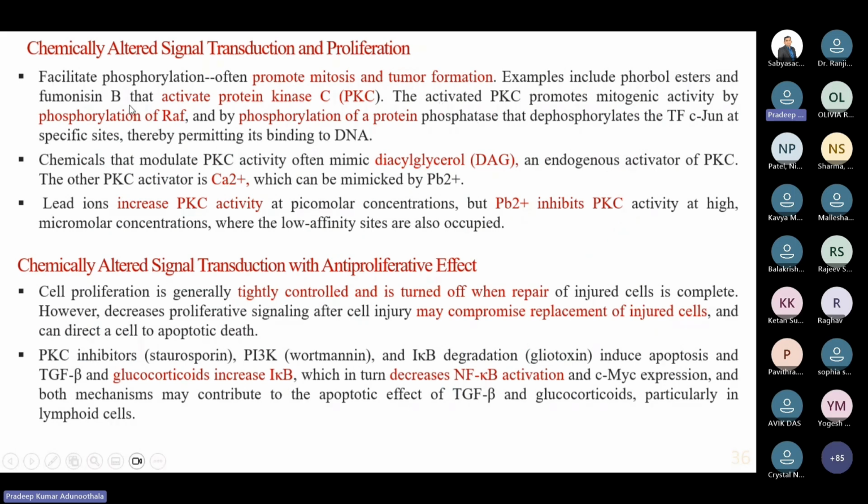So here this particular step facilitates phosphorylation, which promotes mitosis, as we saw in the earlier slide. All the phosphorylation pathways lead to mitosis and tumor mitosis, and that leads to tumor formation. Examples include phorbol esters and fumonisin B that activate protein kinase, which is the sixth pathway in the earlier slide, that activates PKC, promotes mitogenic activity by phosphorylation of RAF and by phosphorylation of a protein phosphatase that dephosphorylates the TFC junction at specific sites, thereby permitting its binding to DNA. That leads to the DNA binding.